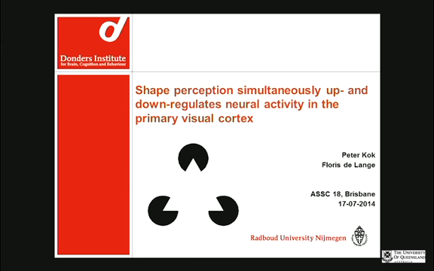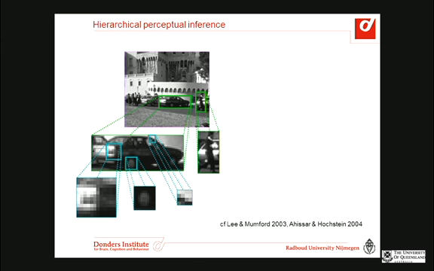Yeah, like just said, I'd like to talk about effects of shape perception on activity in primary visual cortex. So when we think about the visual world, there's some hierarchical structure to it. In the example shown here, there's a scene composed of individual shapes or objects, and these larger shapes or objects are again composed of more simple shapes or features and angles and such.